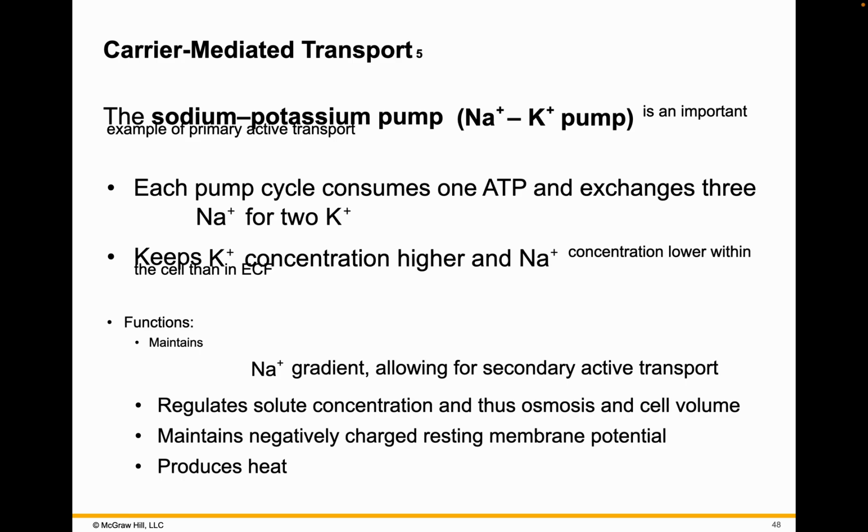So in the sodium-potassium pump, or the Na-K pump, each pump cycle consumes one ATP and exchanges 3 sodiums for 2 potassiums, keeping the potassium concentration higher and the sodium concentration lower within the cell compared to the extracellular fluid. It maintains sodium gradients, which allow for secondary active transport, and it will regulate solute concentrations, osmosis, and cell volume.